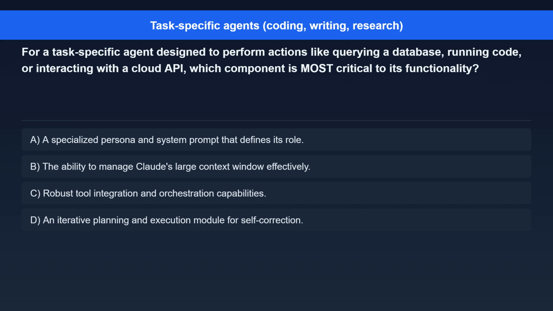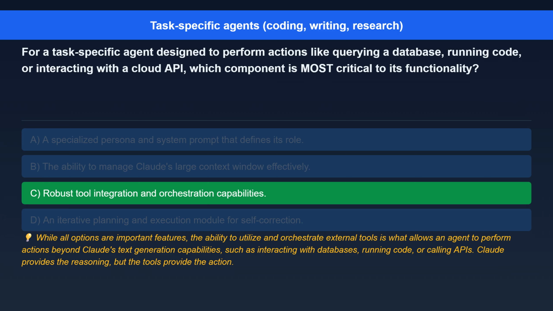Option A. A specialized persona and system prompt that defines its role. Option B. The ability to manage Claude's large context window effectively. Option C. Robust tool integration and orchestration capabilities. Option D. An iterative planning and execution module for self-correction.